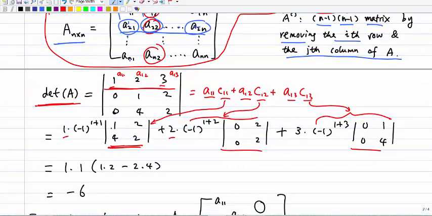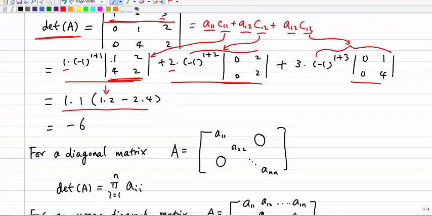Now you can compute this one. You can compute the number over here. So by doing this, I have this value. This is the first one, it becomes this. This guy is 0 because 0 times 2 minus 0 times 2 is 0. 0 times 4 minus 0 times 1 is also 0. So these are gone. So then you compute, it is -6.